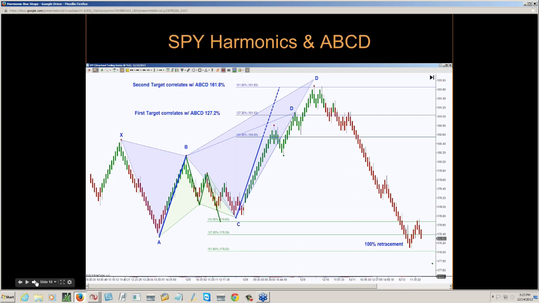Because I wanted to show the ABCDs in this, let me just go over it real quick. Remember the first blue triangle, the ABCD? This is where you see the correlation. I drew the ABCD extensions. Here it is, the blue lines. As you can see, the 1.272 extension correlated with the first target. The extended 1.618 ABCD target correlated with my D point. That gives it higher confluence.